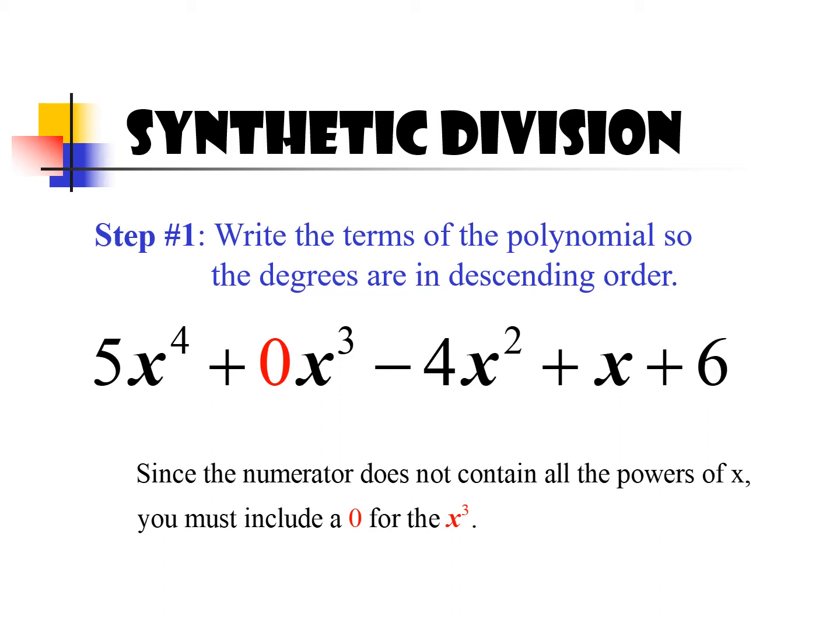So as you can see, now we have a term with a degree of 3. So if you're going to check the degrees, it's now in descending order. So we have to the power of 4, to the power of 3, to the power of 2, to the power of 1, and 6 as our constant.